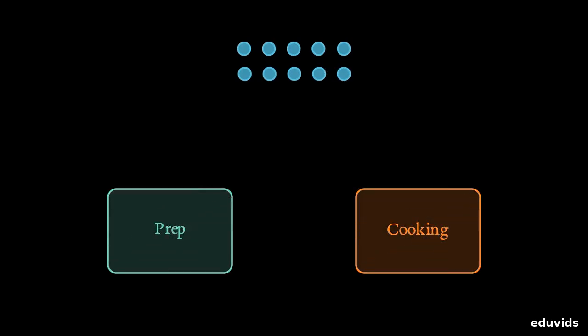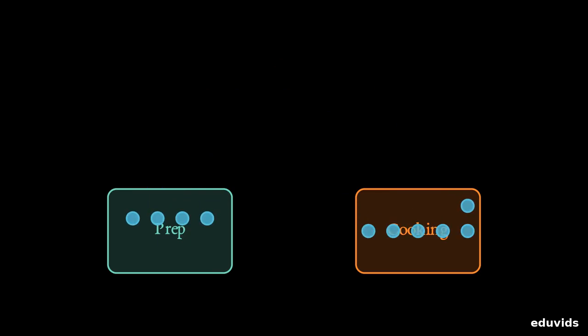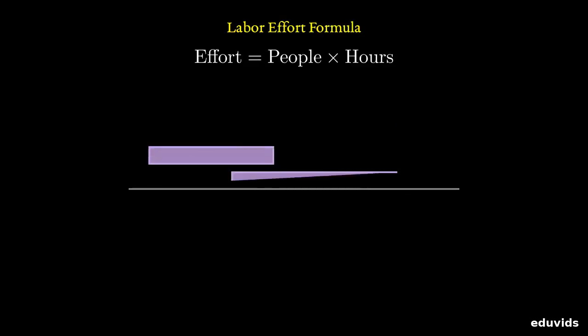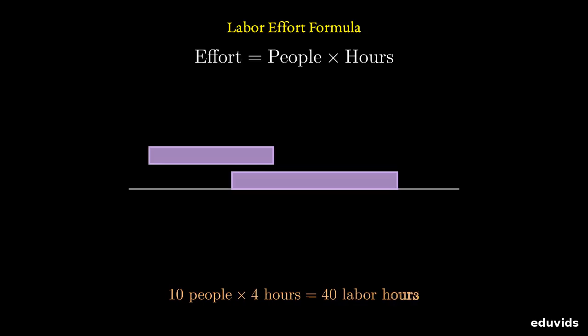Third, you allocate resources. You assign specific students to prep work and others to cooking. Fourth, you schedule usage. You create a timeline for when the ovens must be hot and when the food must be ready. To calculate the effort needed, you multiply the number of people by the number of hours they work. This gives you the total labor hours required to finish the task.